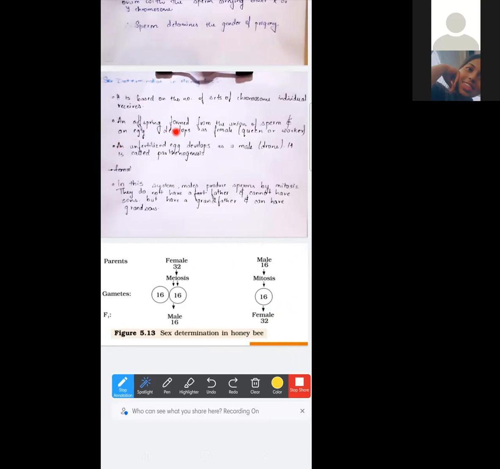An offspring formed from the union of a sperm and an egg develops as a female, which is also known as a queen or worker bee. An unfertilized egg develops as a male drone. This process is called parthenogenesis. We have studied that parthenogenesis is the development of an organism without fertilization in the second chapter, that is reproduction in flowering plants.